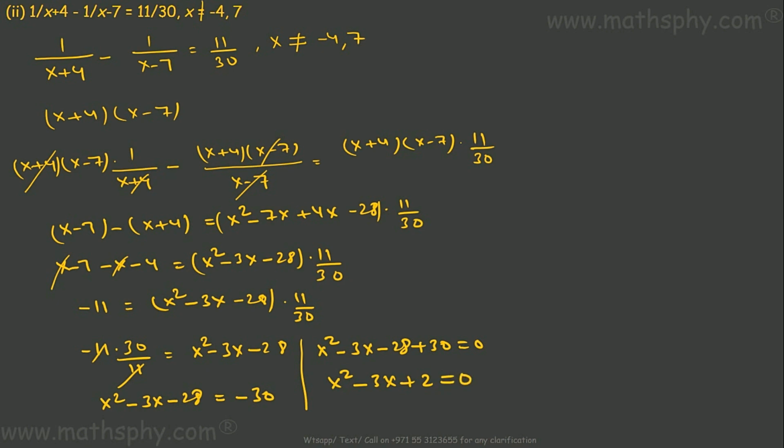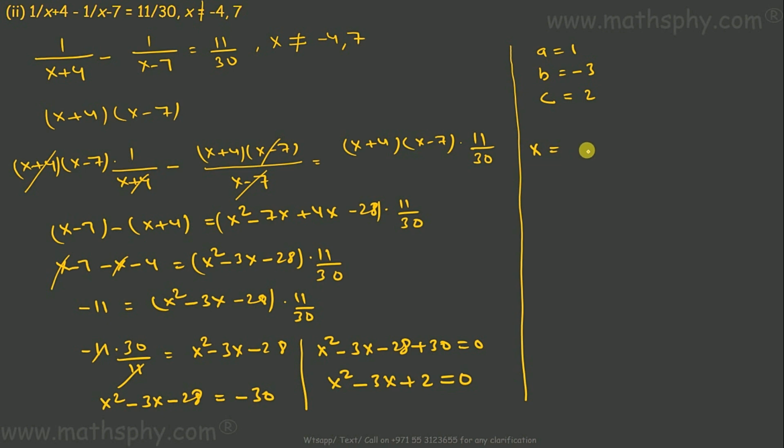We can solve it very easily. If you want, you can take the quadratic equation formula, or you can directly apply factorization. Both ways are alright. Let's take the formula. A is 1, B is negative 3, and C is 2.